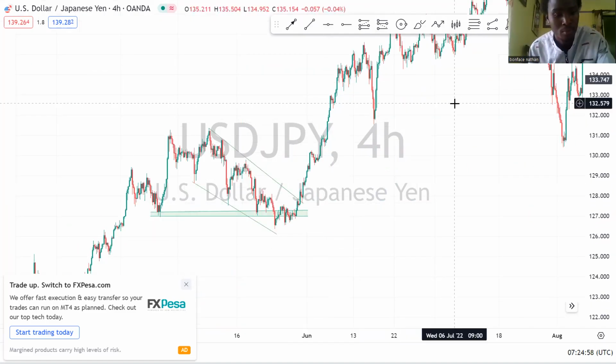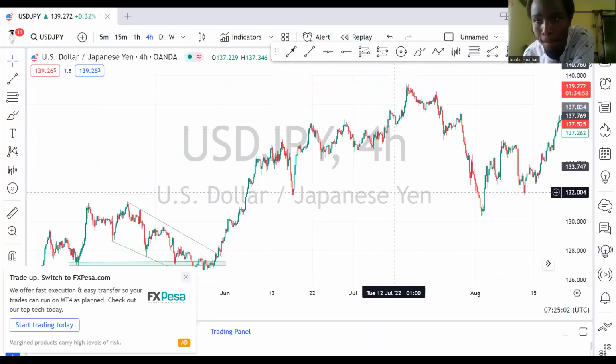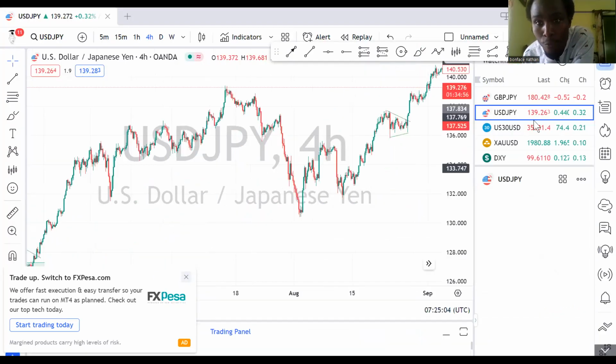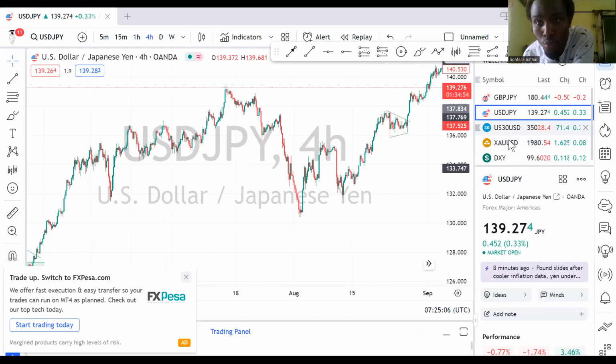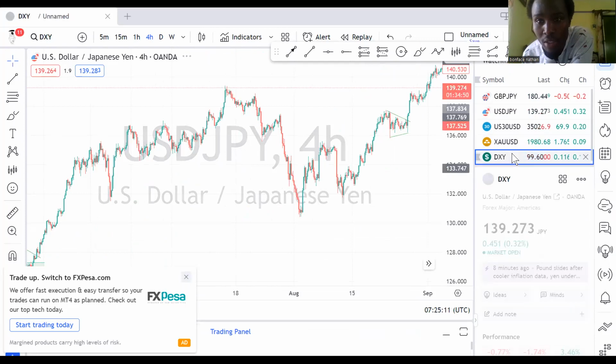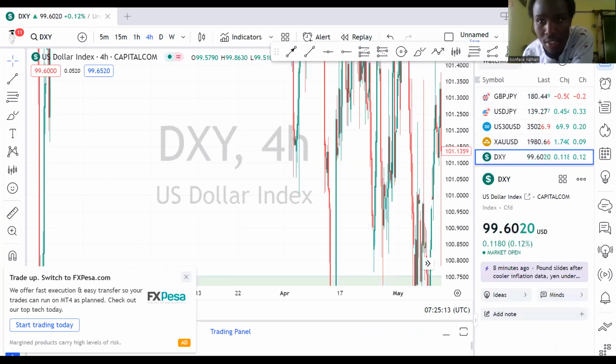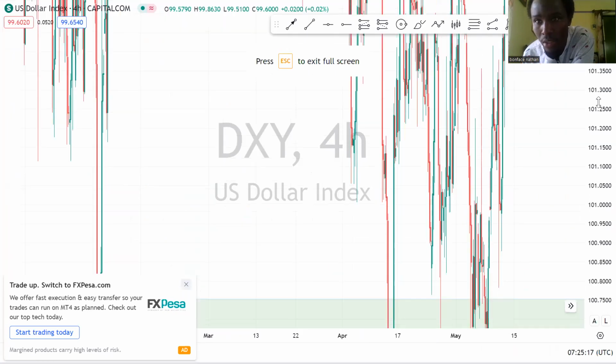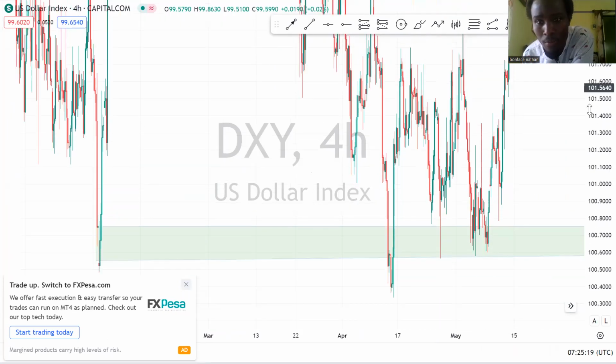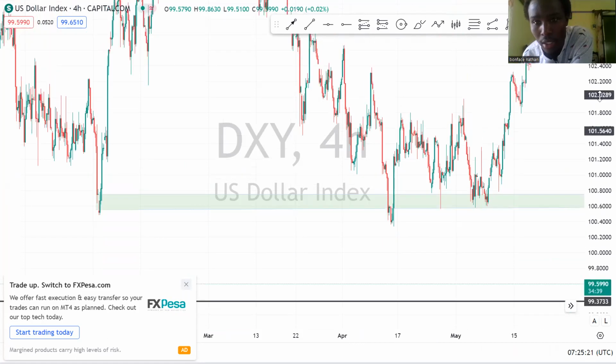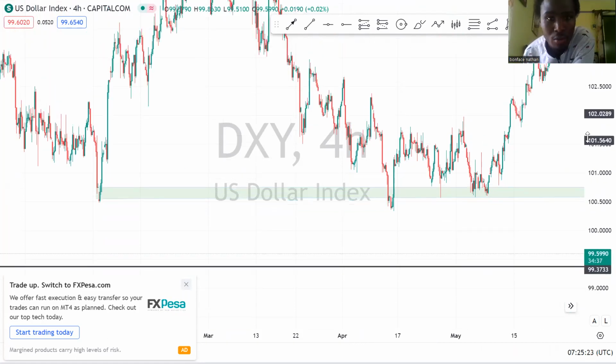Let me see another one. Let's see. Let me go to DXY. DXY is very important because we normally use it to see the strength of the dollar. It's the dollar index.